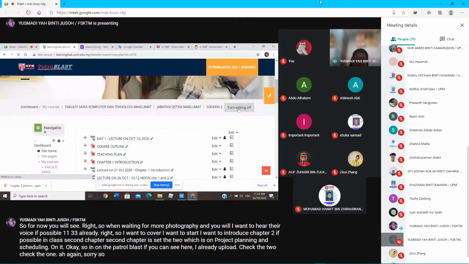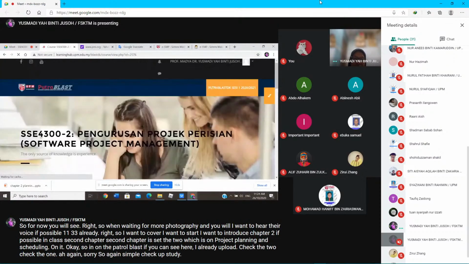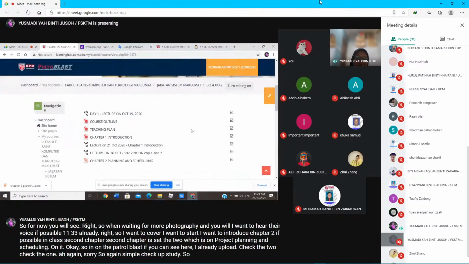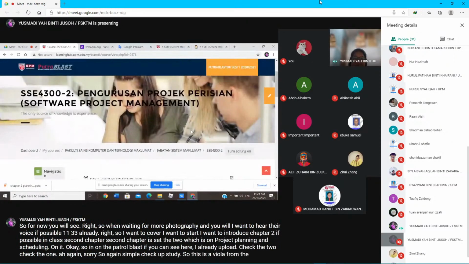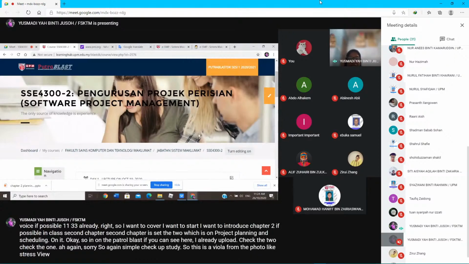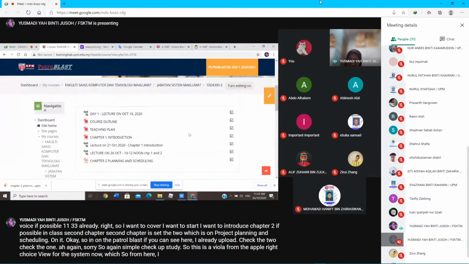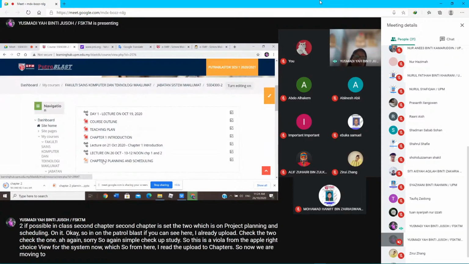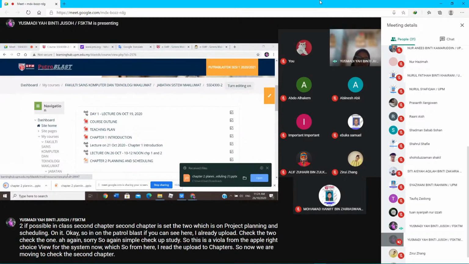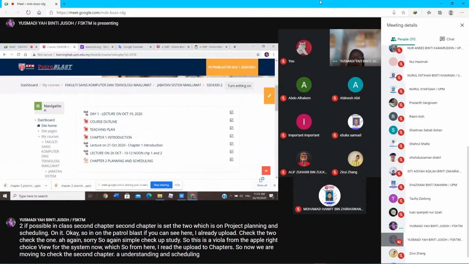So this is the lecturer's view of the system, Putra Blast. So from here, I already upload 2 chapters. So now we are moving to the second chapter, okay, on the planning and scheduling. Right.